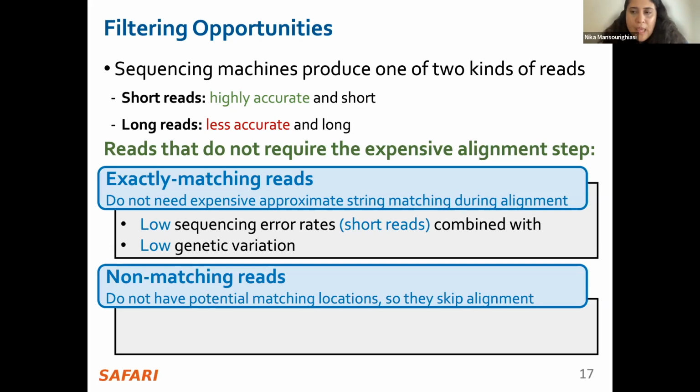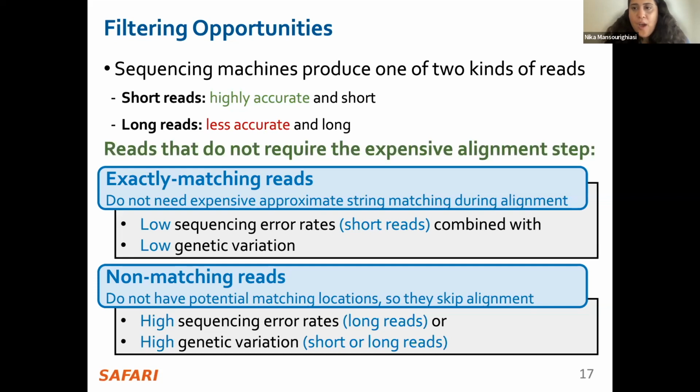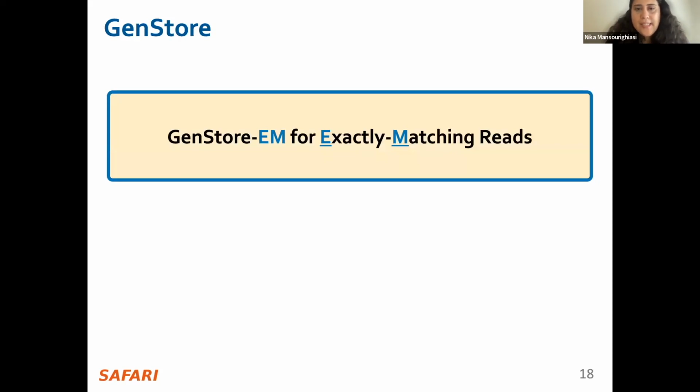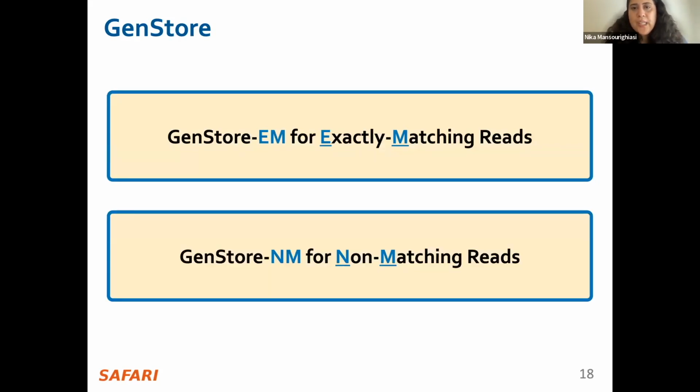Second, we can filter non-matching reads, which are reads that do not have any potential matching locations in the reference genome and can skip the alignment step, because from the second step of read mapping they already don't have any location to go through to the third. So they can also be filtered. Non-matching reads can frequently occur in long read sets with very high sequencing errors, and in short or long read sets that have a high degree of genetic variation and would align to no place in the reference genome. So by thorough analysis of read mapping with reads of different degrees of genetic variation and different properties, we designed 2 low-cost storage filters: GenStore-EM for filtering exactly matching reads and GenStore-NM for filtering non-matching reads.